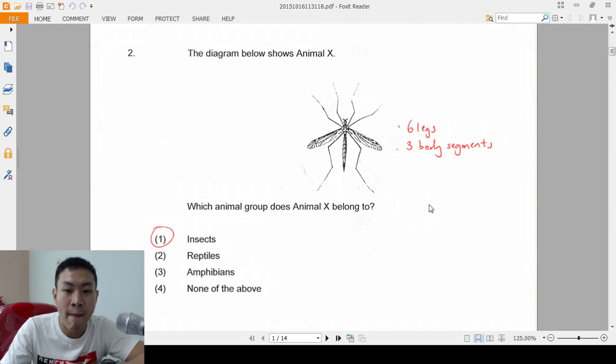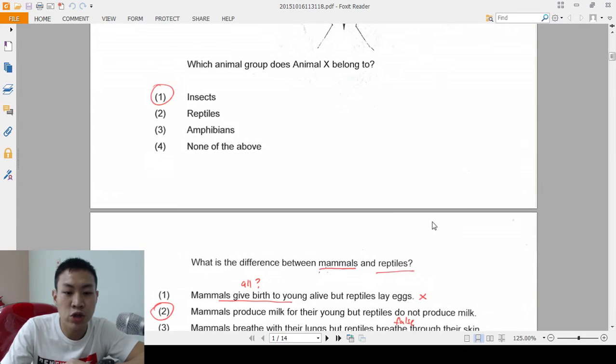Question 2. Looking at this animal X, which animal group does animal X belong to? I know that it has 6 legs and 3 body segments. Maybe it's not really clear, but once I can see that there are 6 legs, I can say that this is an insect. Okay, the answer is 1. Question 3.